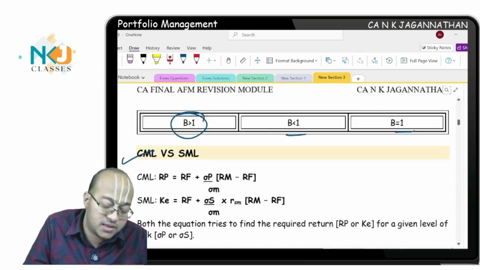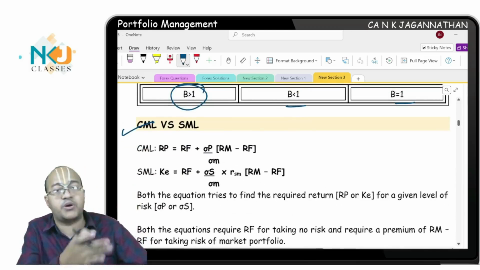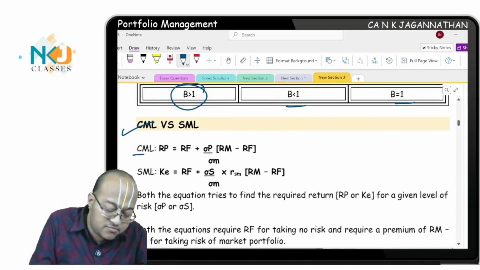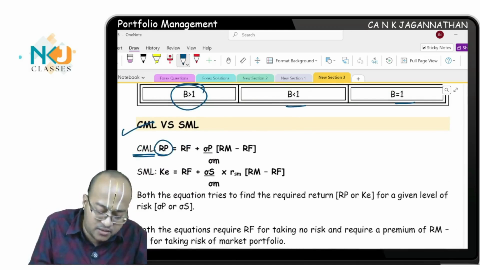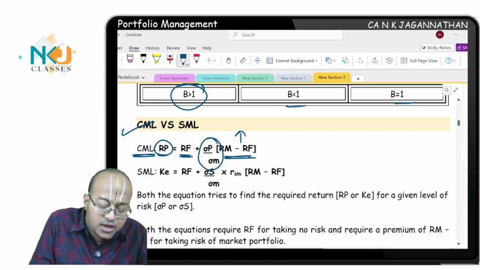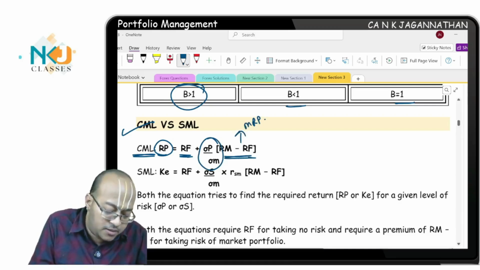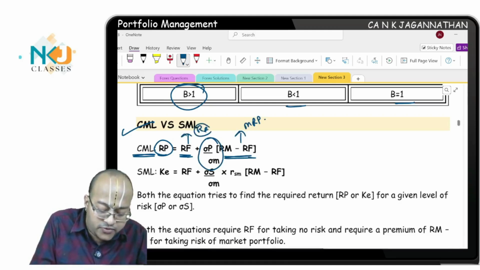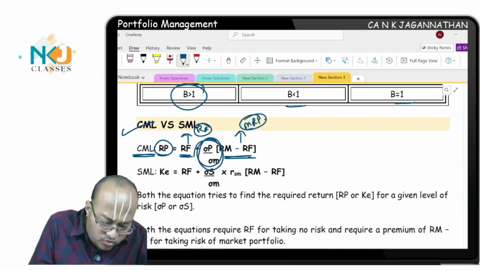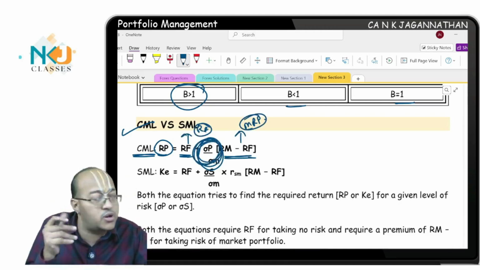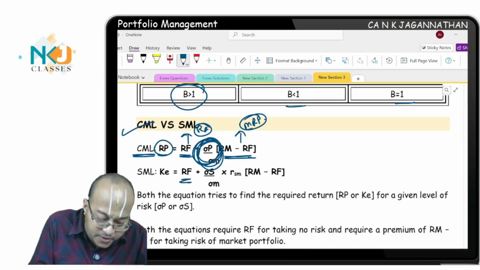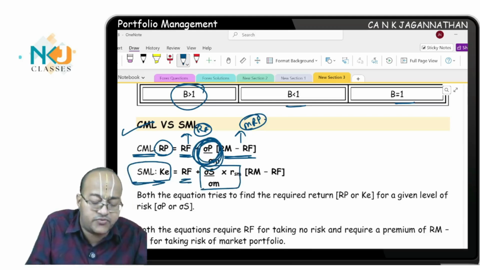Now CML versus SML, I will just walk through because I have already discussed this. Very simple CML equation: return of the portfolio, Ke as per CML, is nothing but RF plus sigma P by sigma M into RM minus RF. This is the market risk premium, MRP. RF is the risk-free rate of return. Both these are common, only the premium you are asking for changes. Very simple: RF plus, here Ke as per SML is nothing but sigma S by sigma M into correlation of S and M. The second formula, I can substitute.